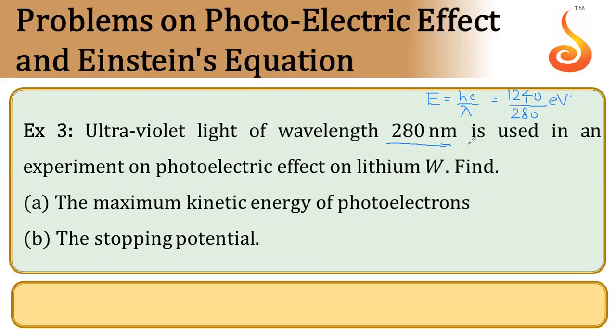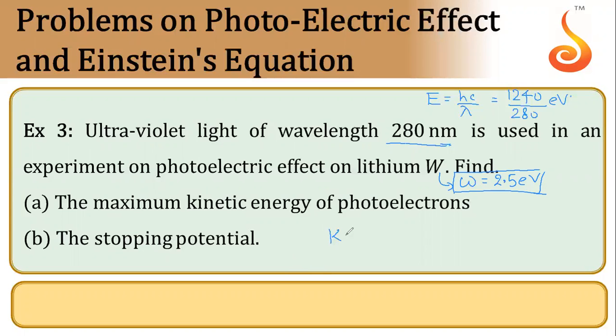Okay, so this energy is now used in an experiment on photoelectric effect on lithium, and they are telling this work function is W. Anyhow, you have to find the maximum kinetic energy of photoelectrons. Now in this question they should have mentioned that this work function is 2.5 electron volt, which was a misprint here. So work function is actually given here. So they are asking the maximum kinetic energy of photoelectrons.